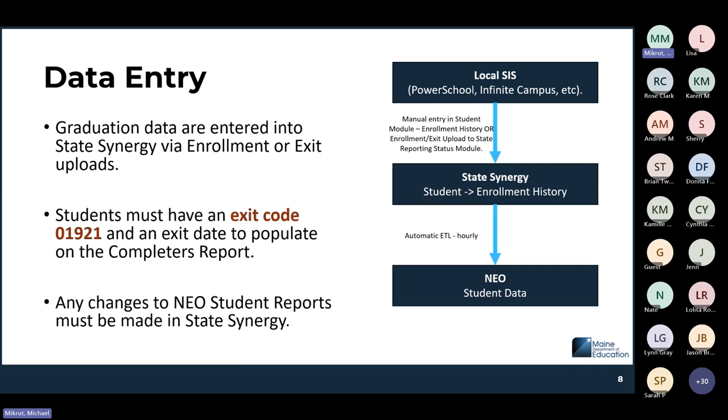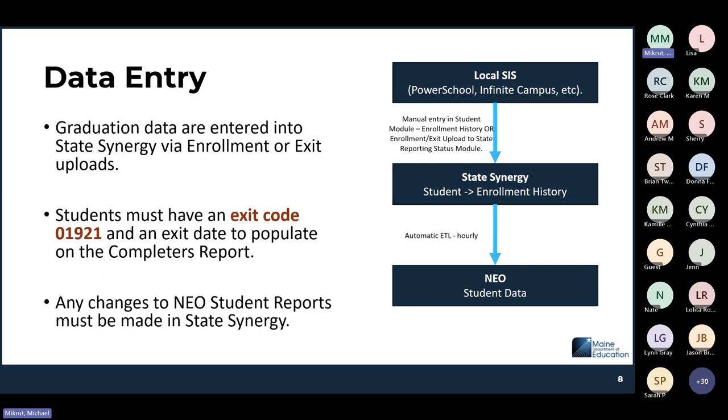And the thing to know about the graduation report is it only cares about the exit code 019-21. That is the graduated with regular baccalaureate high school diploma. So if they completed their HiSET, if they got an equivalency certificate, if they got a certificate of completion from their special purpose private program, none of those are what we are looking at for this reporting. They have to get a high school diploma to be a, quote, graduate as far as the feds are concerned. So just keep that in mind.